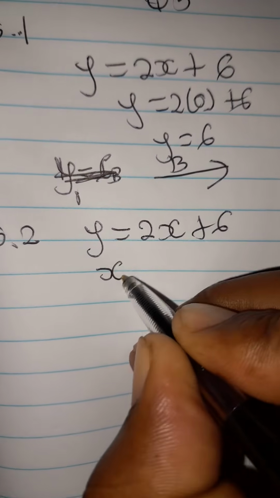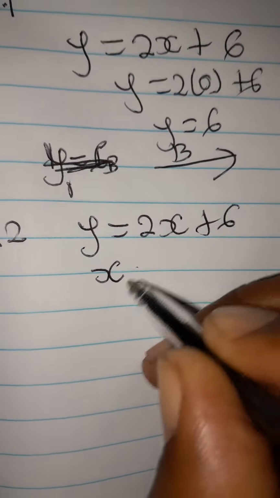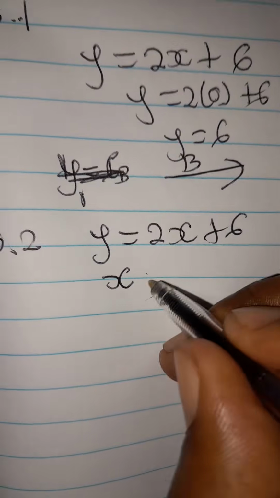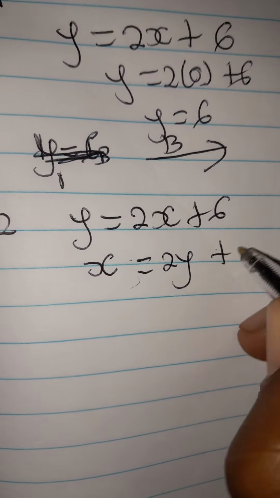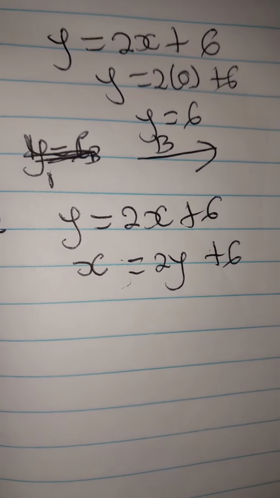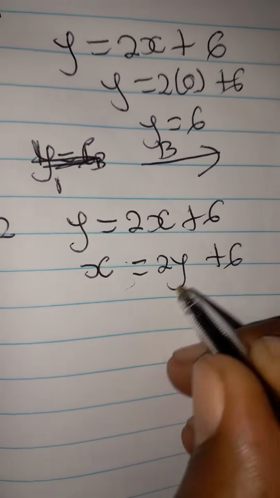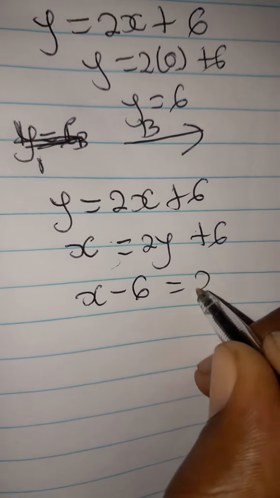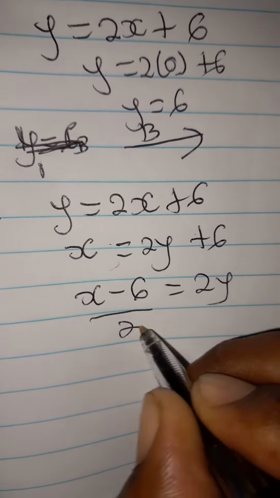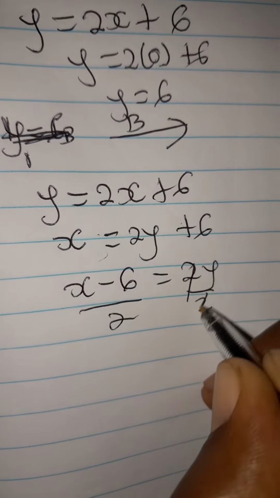So we are going to swap the variables. Where there is a y, there will be x, and where there is x, there will be y. We just swap the variables. Then to make y the subject, transpose 6 to the other side, it becomes x minus 6, which equals 2y. You will then divide both sides by 2.